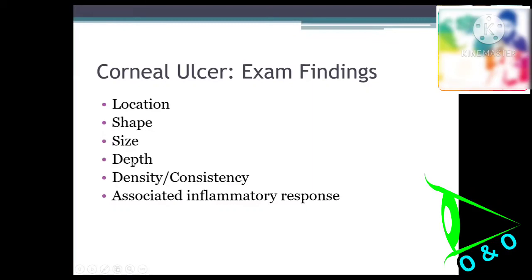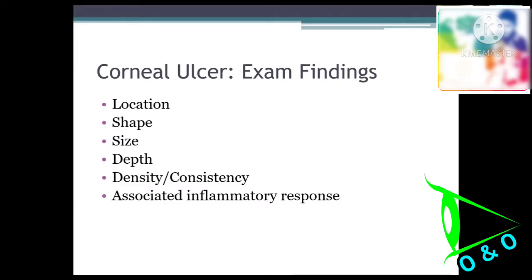The depth: is it a superficial corneal ulcer? Is it endothelial? Is it panstromal? You can tell with the slit lamp exactly how deep it goes. And the density and consistency: is it a very opaque, very dense ulcer? Is it light? Can you still see through it? Consistency, is it fluffy, does it have feathery edges?